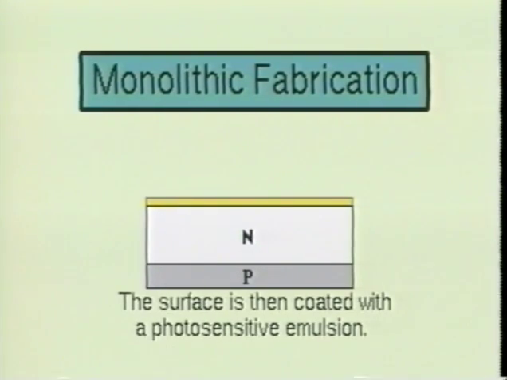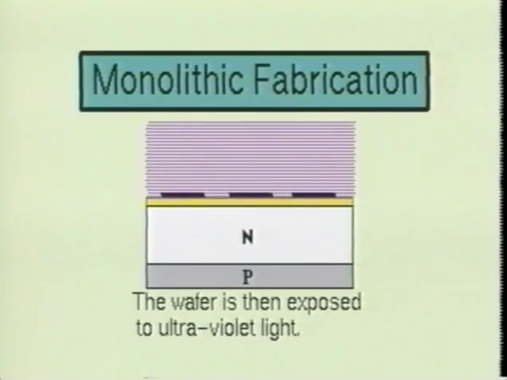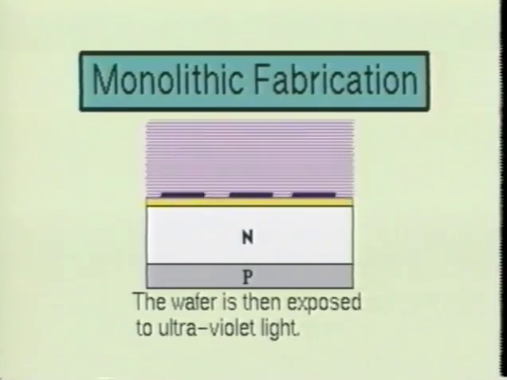The surface of the wafer is then coated with a photosensitive emulsion. Next, a mask is placed over the wafer. The components of the IC are designed into the mask. The mask is designed to cover part of the wafer while leaving other parts of the wafer uncovered so the semiconductor impurities can diffuse into the silicon wafer. Next, the wafer is exposed to ultraviolet light. Then the wafer goes through a developing process which hardens the areas not exposed to the ultraviolet light.